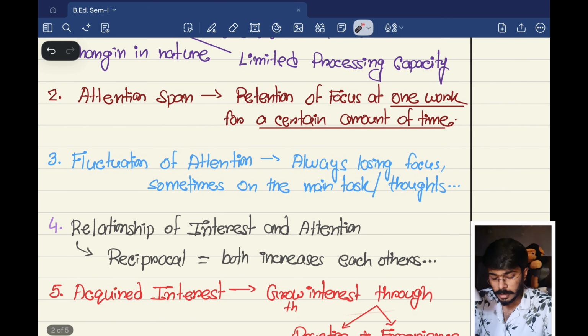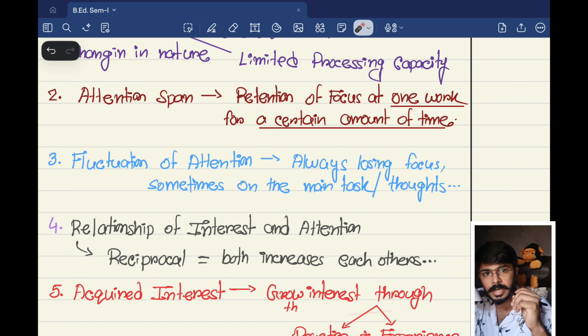Now, relationship between interest and attention. What does interest mean? What does attention mean? Attention we covered earlier, like 2 minutes ago. But what does interest mean? Interest is something which drives you to do something. Suppose you are a student of political science. Why are you a student of political science? Because you have the interest.